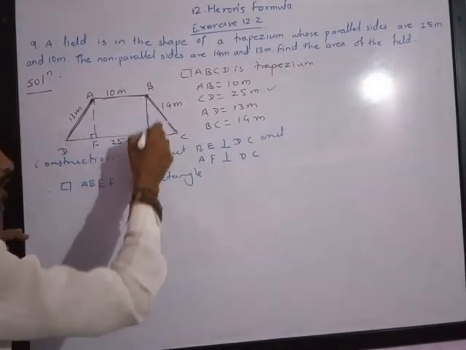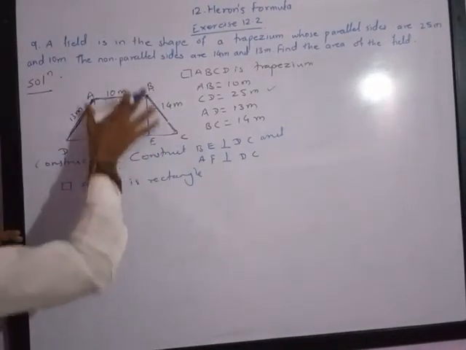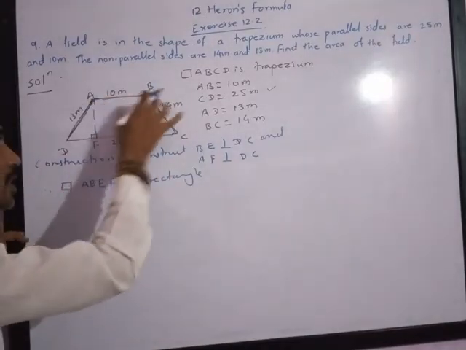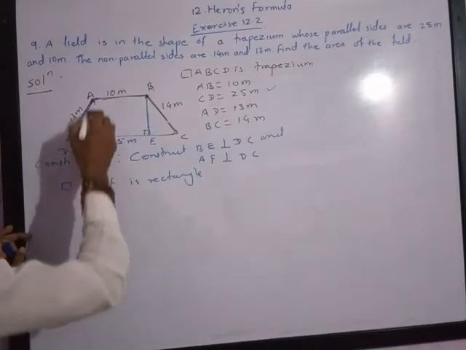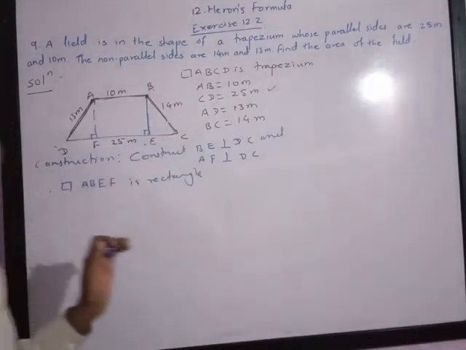I have constructed two perpendiculars. We are already given one pair is parallel, as well as the distance between the two parallel lines is equal. It means one pair is congruent as well as parallel, hence it is a rectangle. I have got ABEF as a rectangle. Now it means ADF is a right angle triangle and BEC is also a right angle triangle.